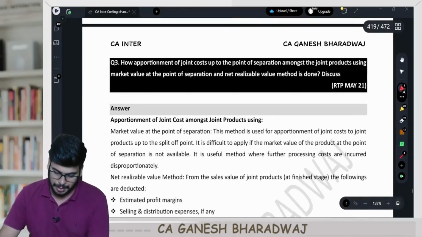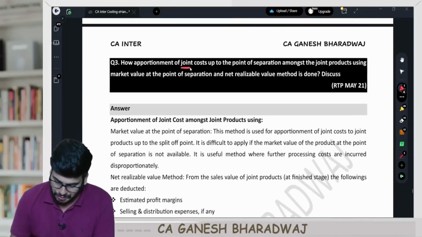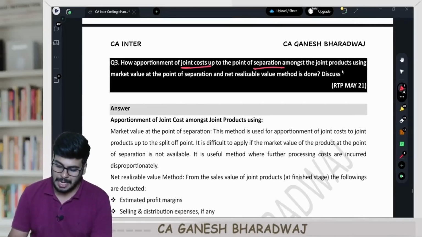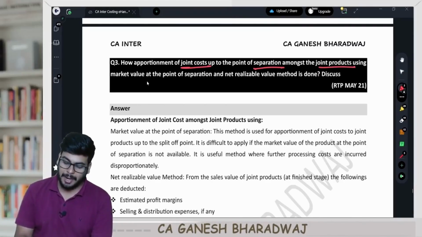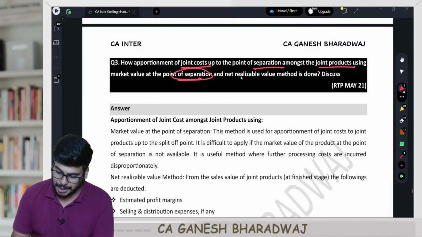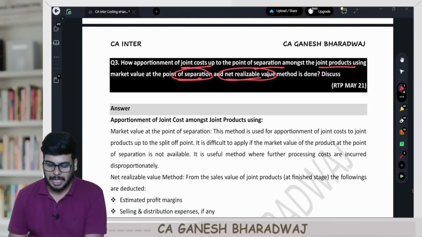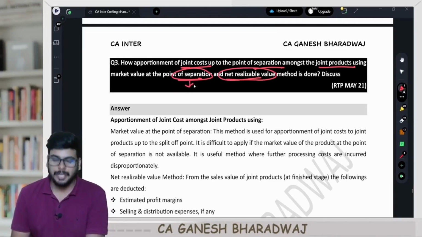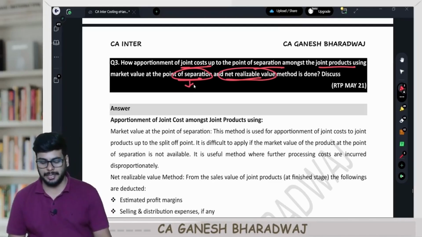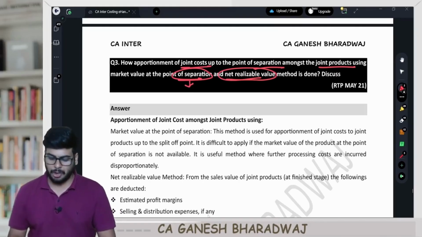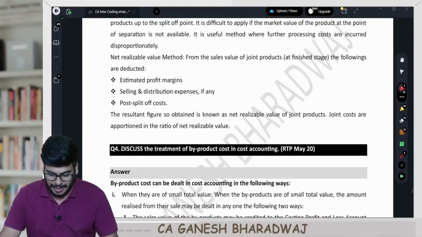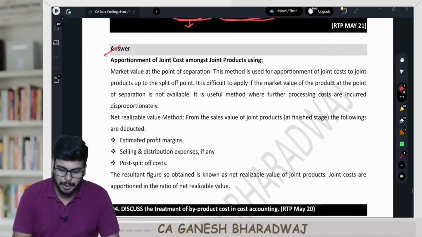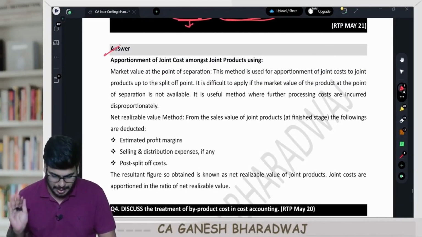Let's move to the next one. How is apportionment of joint cost up to the point of separation amongst the joint products done using the market value at the point of separation and the NRV method? So they are just asking you to explain how you apportion the joint cost on the basis of market value at split off point and on the basis of NRV method. Whatever we have learnt, they have just put it in words. That's about it. Nothing great here.